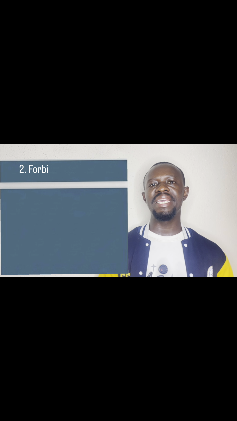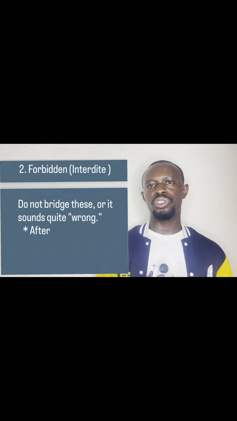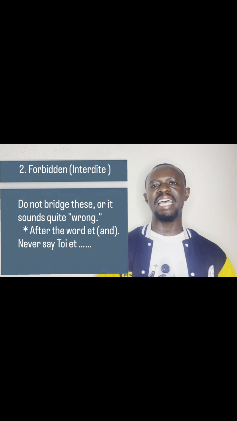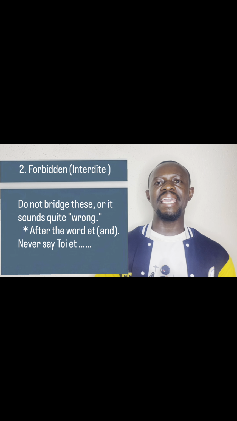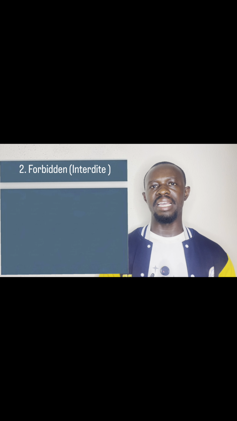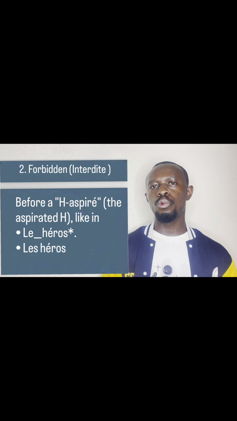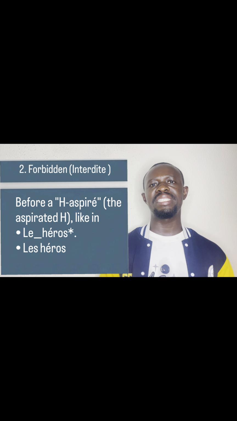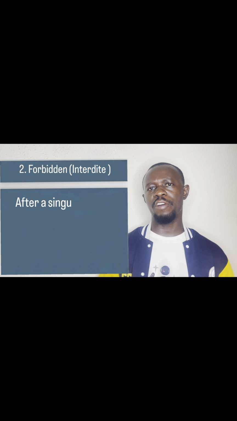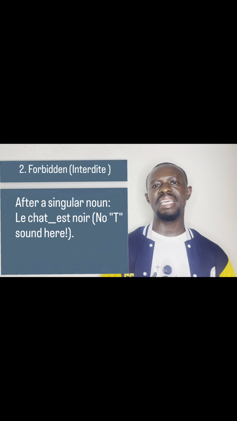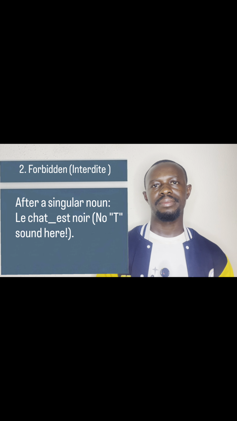So now for the forbidden liaisons, do not breach these or it sounds quite wrong. After the word "et", which is "and", never say "toi et-z-moi" by trying to do a liaison. No, c'est faux. And before an H aspiré, we do not say "les-z-héros", we say "les héros". Or after a singular noun, for instance, "le chat est clair", we do not make a liaison between chat and est.